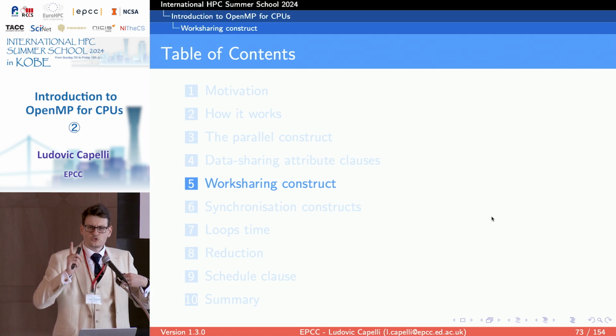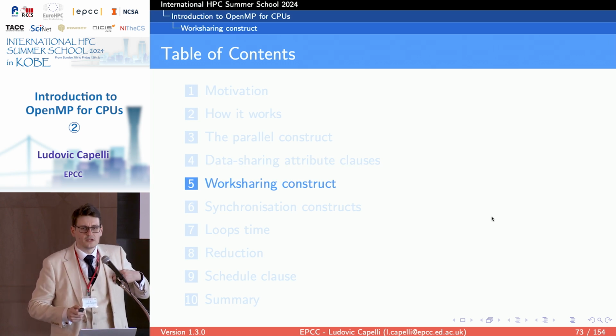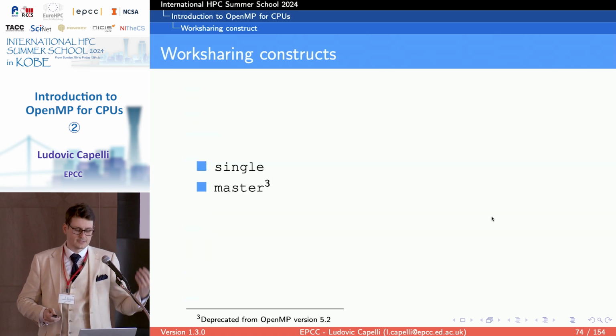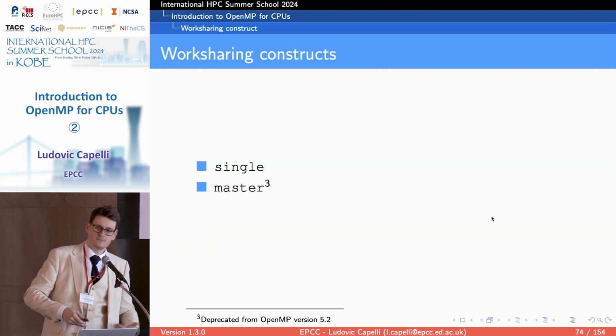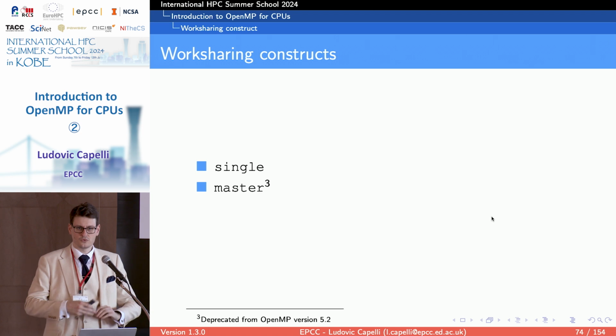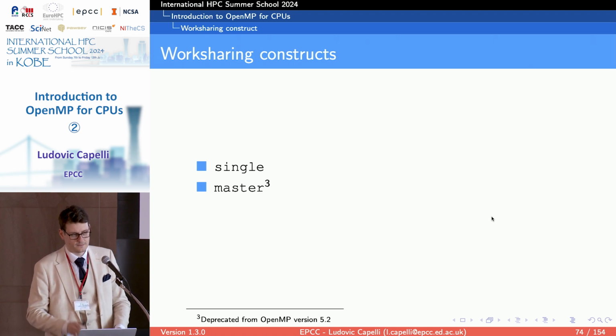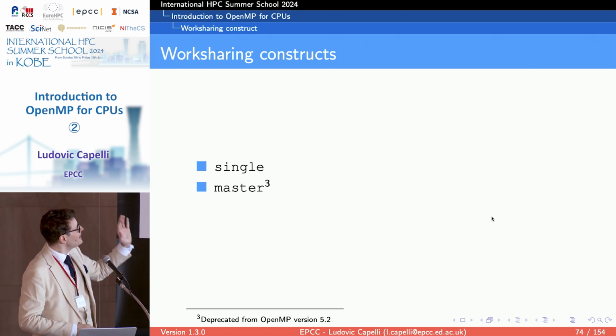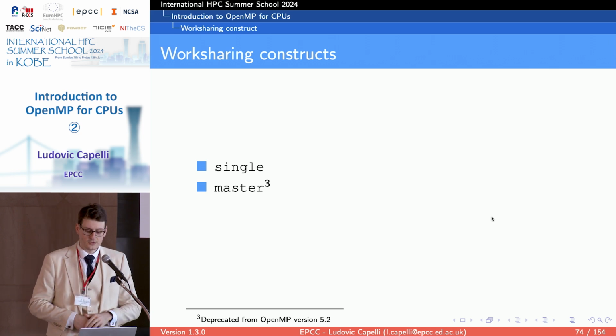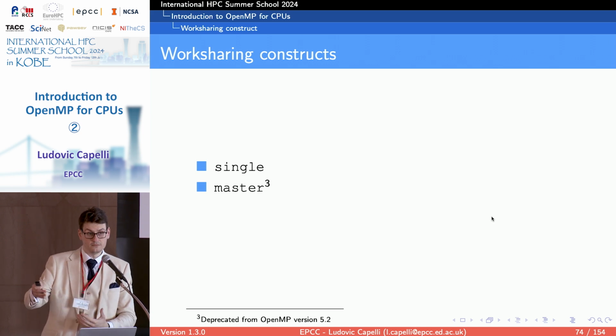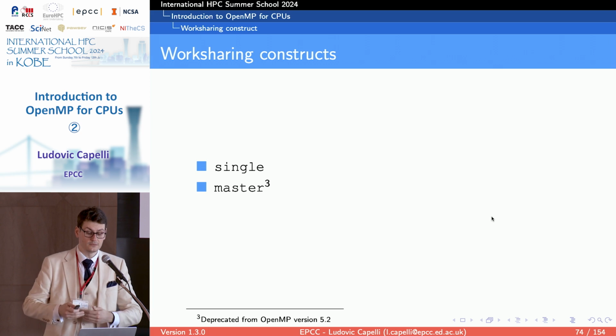We're going to see two what we call work sharing constructs, single and master. Master is being deprecated. I'm just showing it to you so that you have an idea of a nuance there. Single, it's a new construct like parallel. You've seen parallel, now we're going to see single.